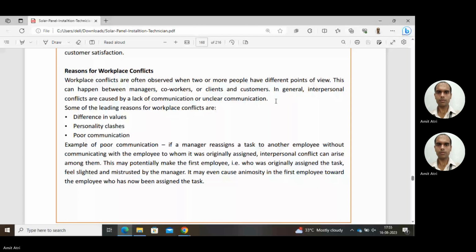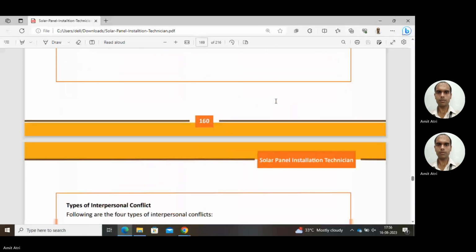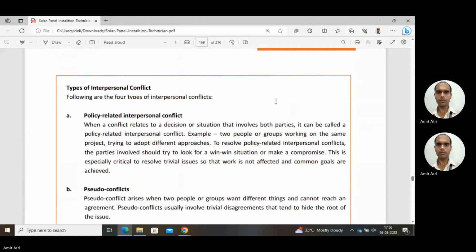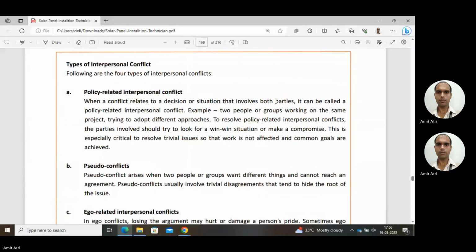This is another issue. First of all, he will think that the manager is not trusting him. And toward the one who is replacing him, he will begin to feel hatred. He will stop cooperating with the new person who is given the task, the one who has replaced him. From his view, the new person has replaced him. It's a type of interpersonal conflict.